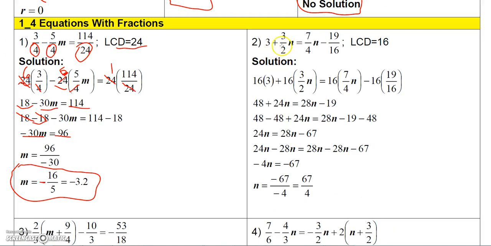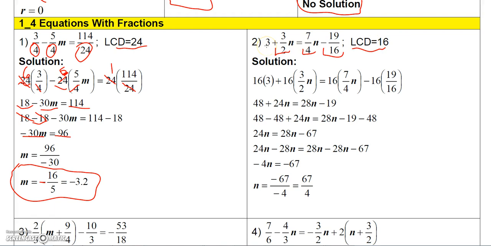So let's take a look at this one. Notice on this number 2 here, I have a denominator of 2, a denominator of 4, and a denominator of 16. So the lowest common denominator, in other words, the smallest number that all three of these will divide into, is 16. So I'm just going to multiply everything by 16.